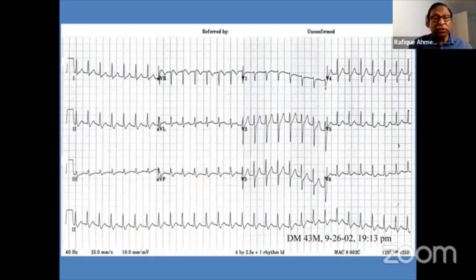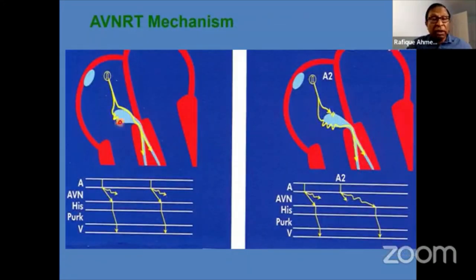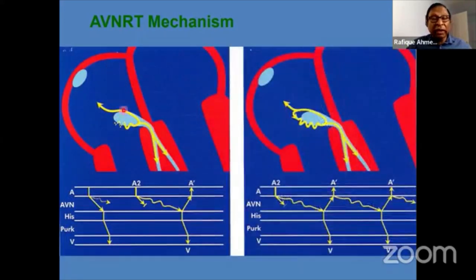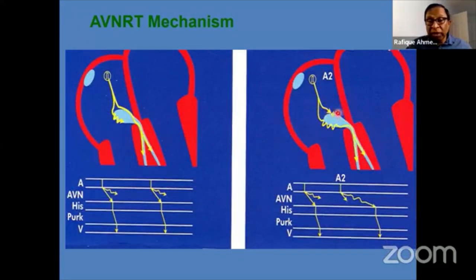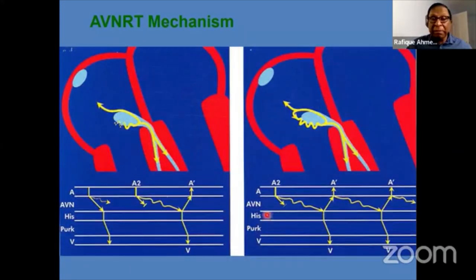The mechanism is that you can have electrical stimulation. Normally it will conduct through the fast pathway, and the slow pathway cannot conduct because it's already refractory. However, a critically timed stimulus can be blocked in the fast pathway, go down the slow pathway, and then come back up the fast pathway and produce this tachycardia. The reason it blocks in the fast pathway is that the fast pathway has a longer refractory period. It can continue going round and round until we stop it, either by vagal maneuver or some kind of medication.